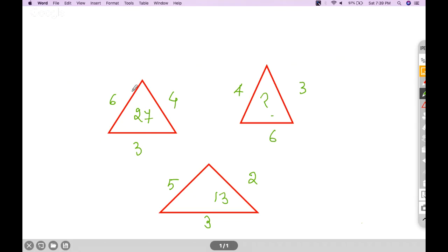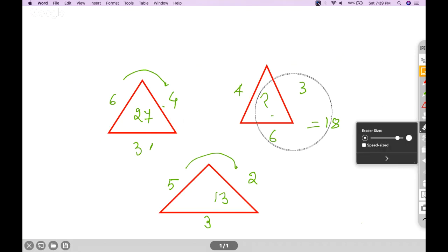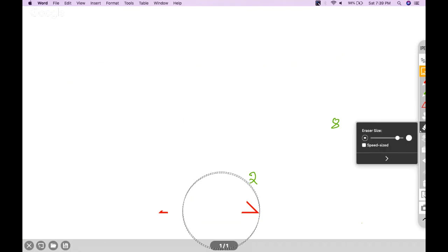Okay, and answer over here is you multiply these two and then add the number at the base. So 6 into 4 plus 3 is 27, 5 into 2 plus 3 is 13, so 4 into 3 plus 6 would be 18. Answer here is 18. So that's not a difficult question. Most of you have given me the right answer. Now, before I go to the sheet, I would like to solve one more question.